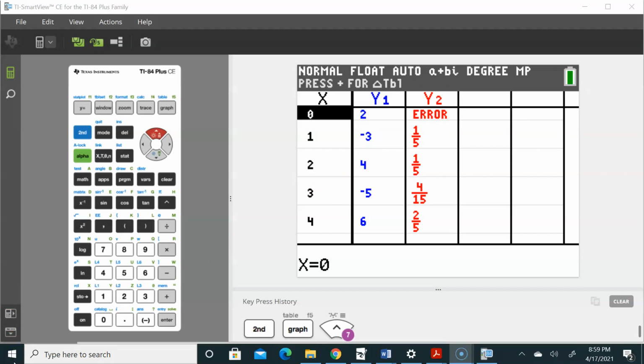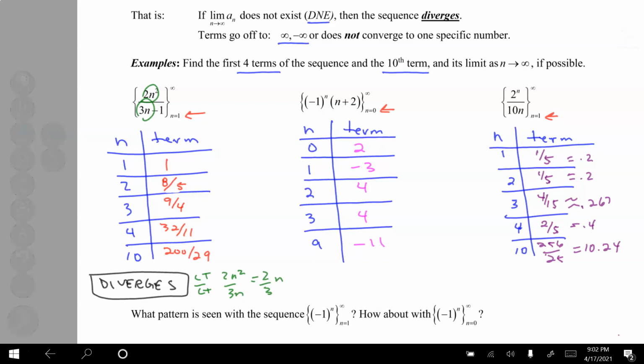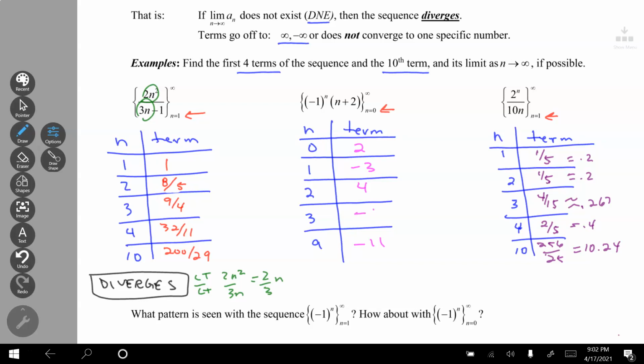Notice what is happening with y1. If you look at the equation, that equation was -1 to the n, parentheses n plus 2, and these signs are alternating. So looking at the one in the center, we could see here it's going 2, -3, 4. Oops, made a mistake here. This should be -5, and then -11. It's definitely diverging.